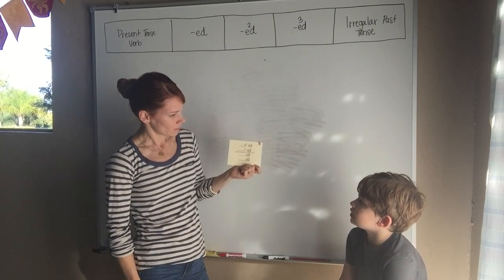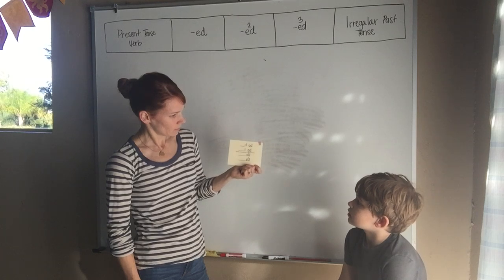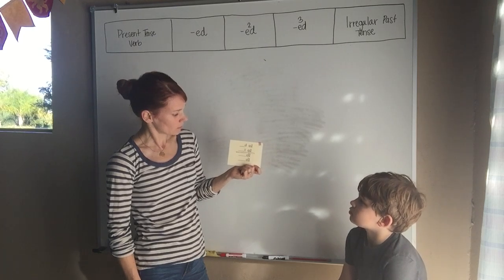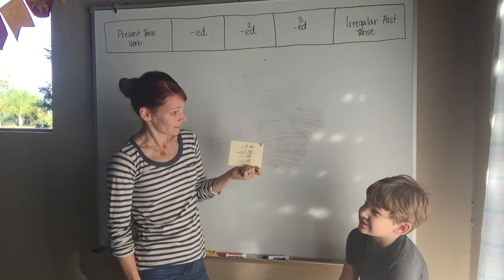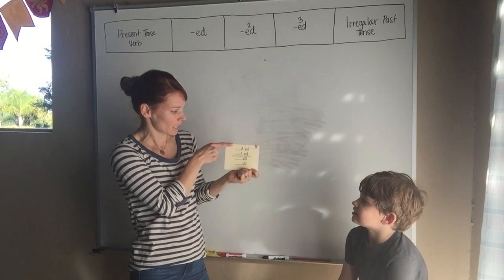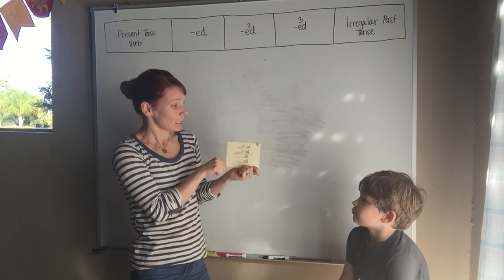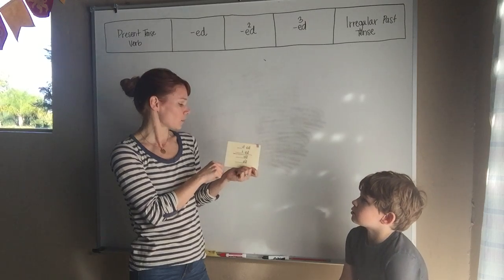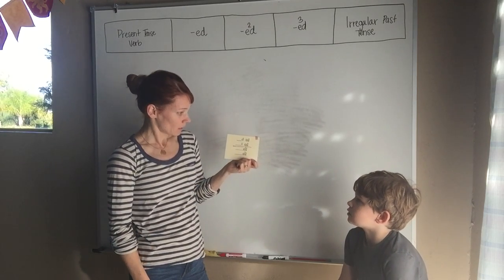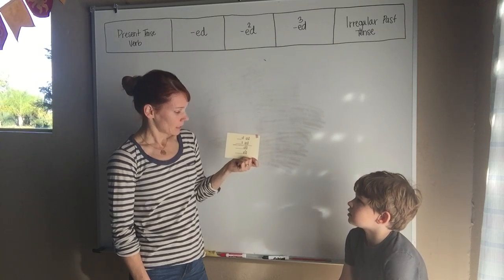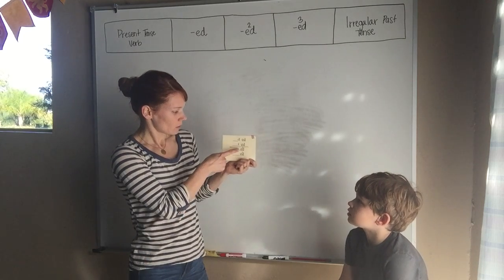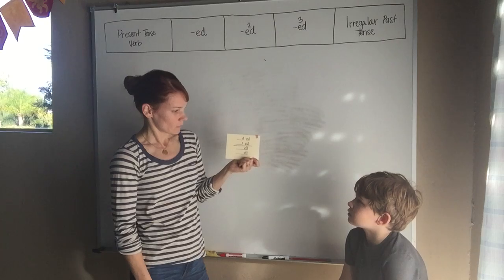If a word ends in D or T, ED forms a new syllable. Okay, so let's say it again. If a word ends in D or T, ED forms a new syllable. If not, ED sounds like either D or T. D or T. Very good.